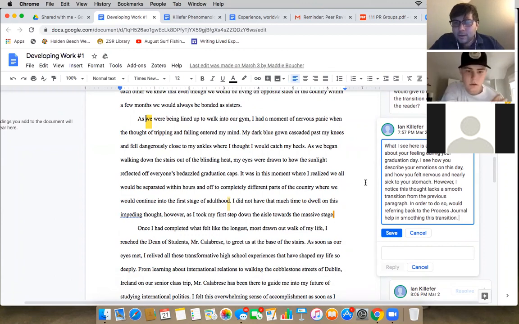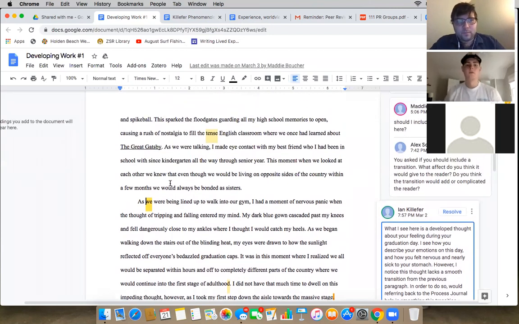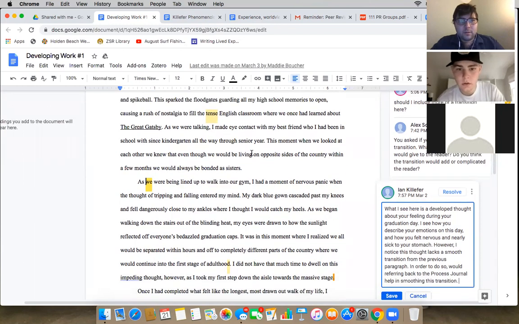Okay, so when you say it lacks a smooth transition, what do you mean by that? Well, what I noticed is that her last sentence above really doesn't relate to anything in the next paragraph. Okay. Usually, you have a sentence that gives a little insight about what you're going to be saying in the next paragraph.